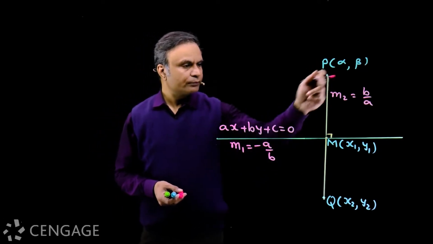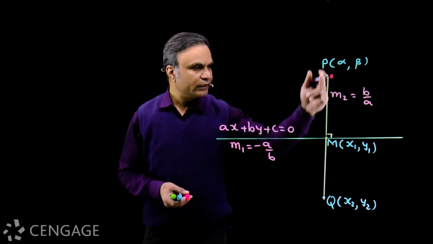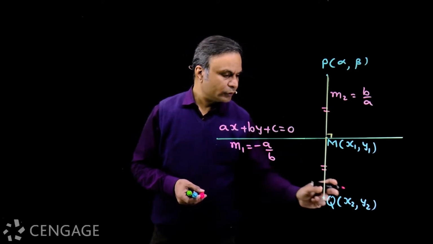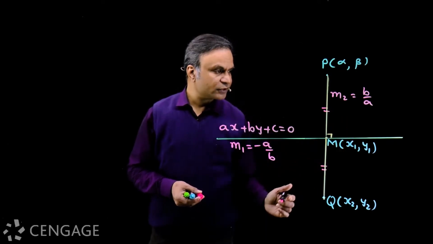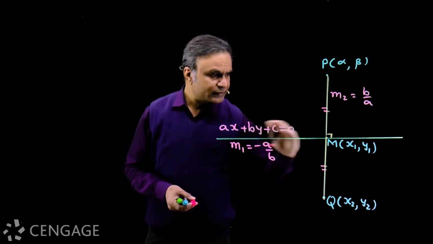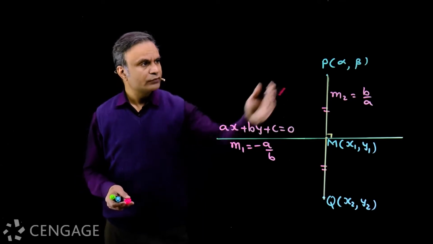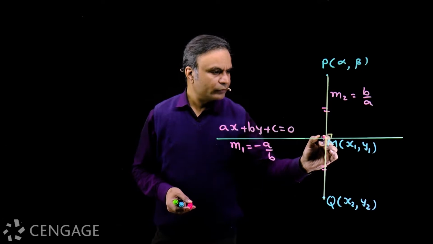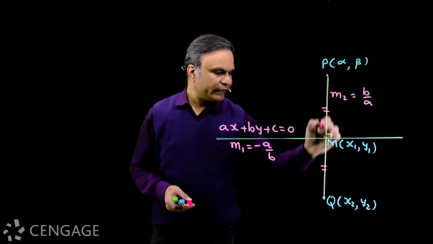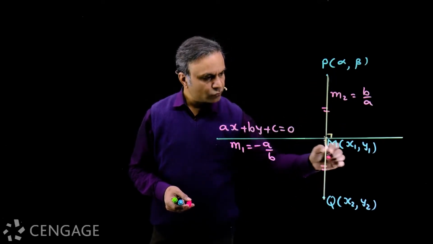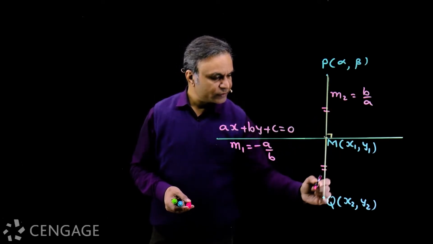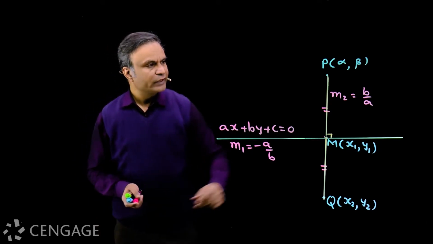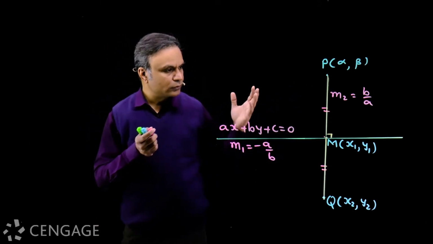Now Q is the reflection of P in this straight line, so M will be the midpoint of PQ. Here we have PM is equal to MQ. Q is the reflection of point P in this line, or the image of point P in this straight line. So the foot of perpendicular M will be the midpoint of PQ. After getting the coordinates of point M, we can get the coordinates of point Q using the section formula. But in this approach, we have to get the equation of this straight line, then we have to solve the equations.